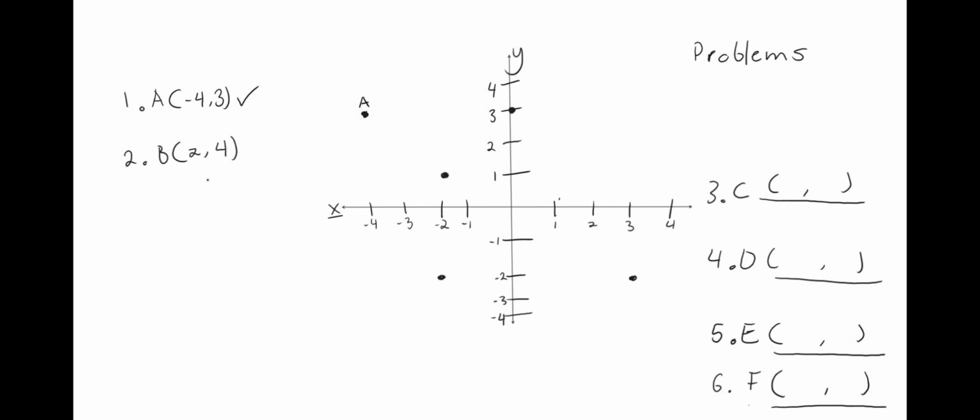For number 2, we have 2 and 4 as our ordered pair. So that means we need to move to the right 2 times, and then we need to move up 4 times. So here is letter B.